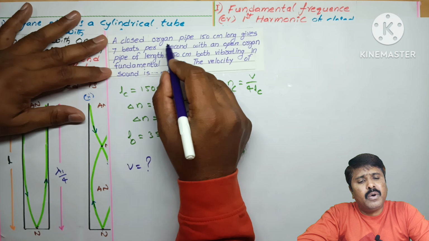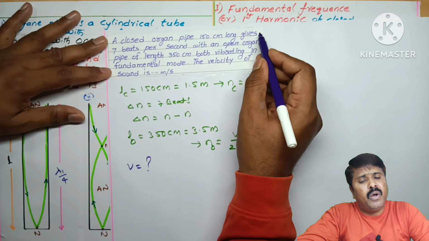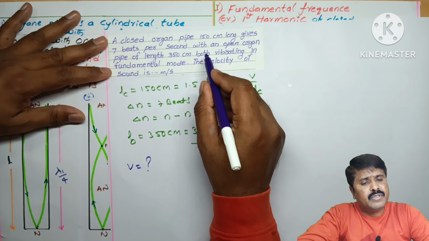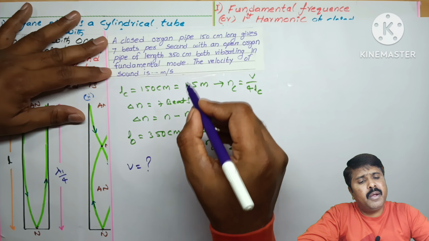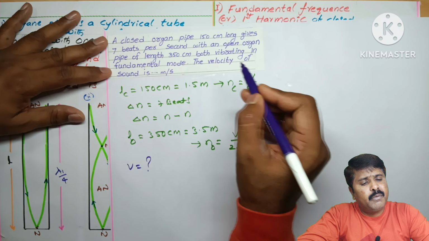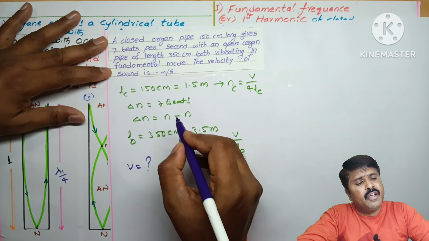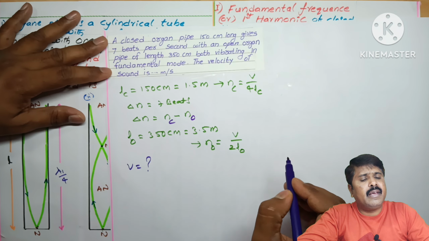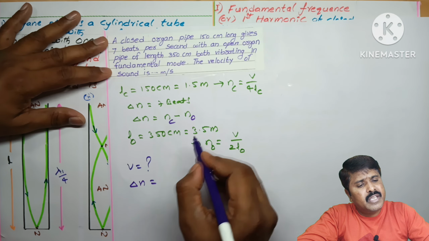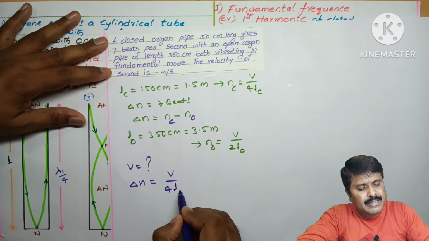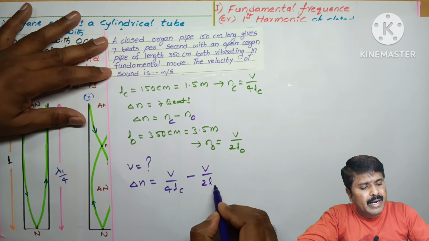Once again reading: a closed organ pipe of length 150 centimeter gives 7 beats with an open organ pipe of given length. Both are vibrating in the fundamental mode. Then the velocity of sound is asked, so I am writing NC and N0, student. Delta N is equal to NC, which is V divided by 4LC, minus N0, which is V divided by 2L0, student.